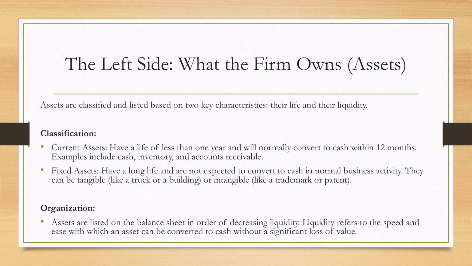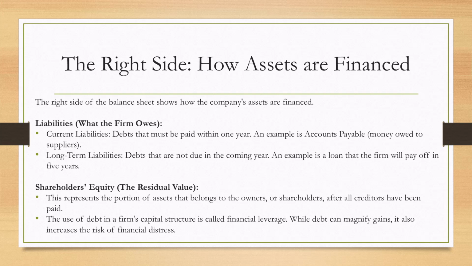In terms of organization, assets are listed on the balance sheet in order of decreasing liquidity. Liquidity simply refers to the speed and ease with which an asset can be converted to cash without a significant loss of its value.